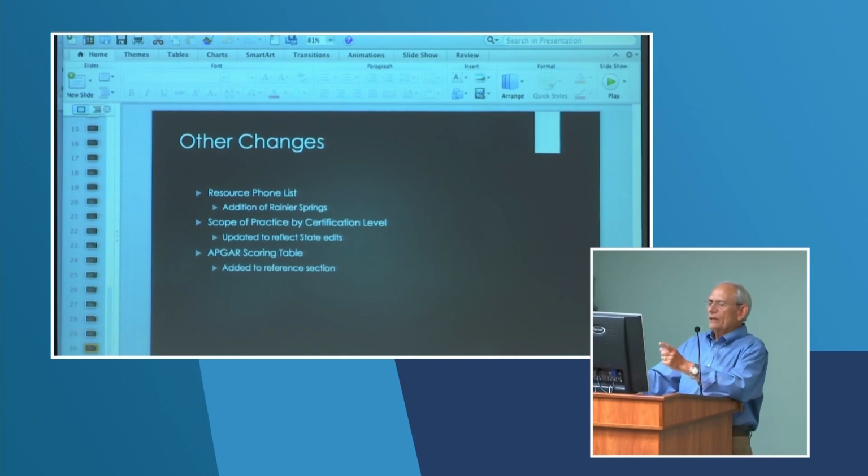So you have to call Rainier Springs to make sure that they are taking patients at that particular moment. They may, for some reason, not be able to, even if the patient fits their criteria. The phone number is in there. Also, the new State of Washington scope of practice by certification level is in your protocols now. The previous version was accurate for the last 3 years, but now is not accurate.